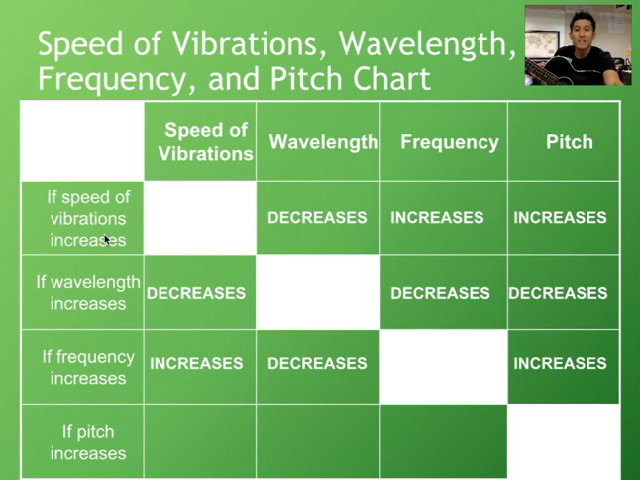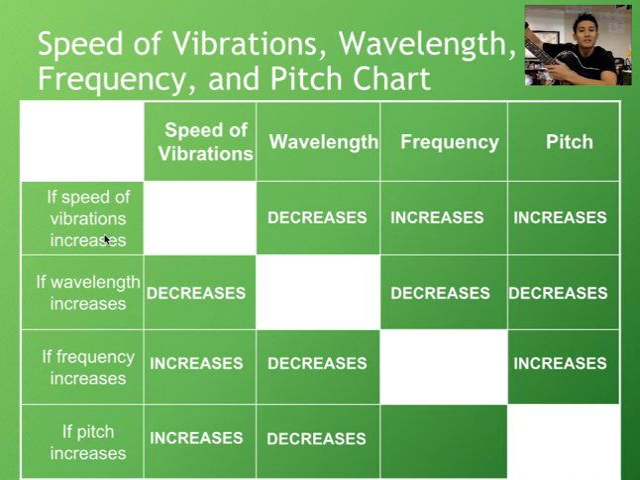Lastly, if the pitch increases, what happens to these three variables? Well, the speed of vibrations increases. The wavelength, however, decreases, because the wavelengths get shorter and shorter. The frequency is going to increase. My frequency, the pitch, is going to go higher. And that's how these variables work on a string instrument.